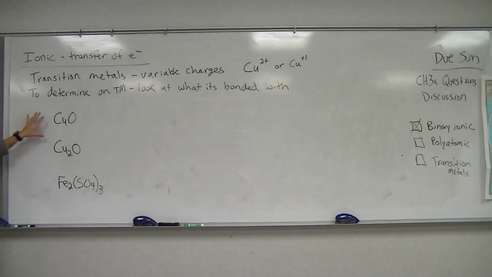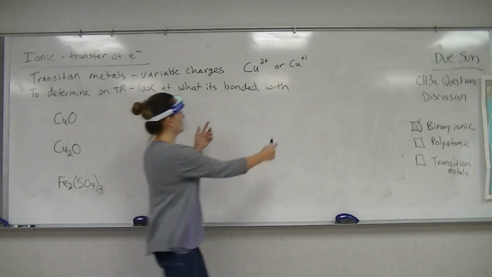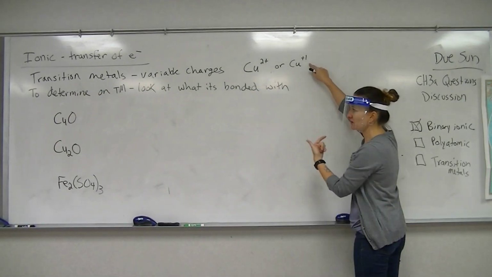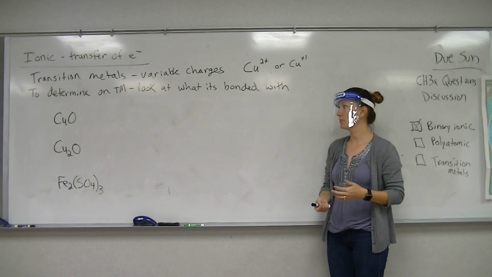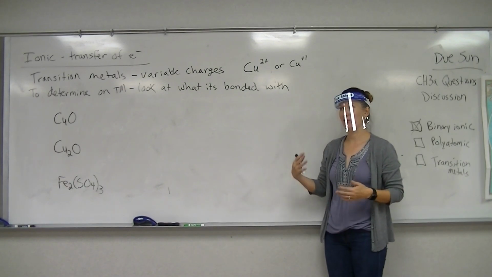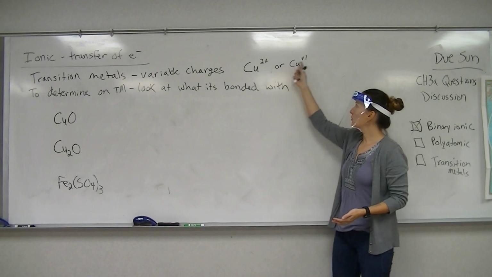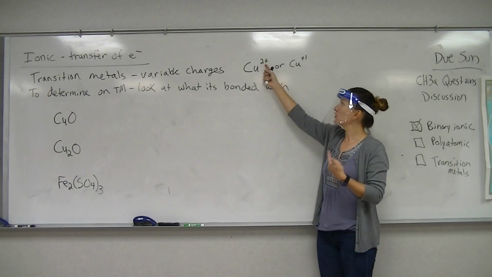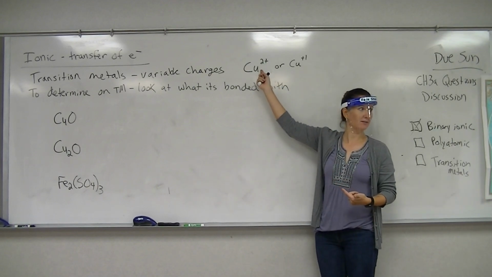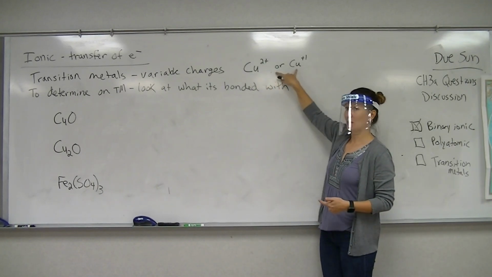So, when you're looking at these, we know they're ionic because it's a metal and a non-metal. Okay? But now that we have transition metals, when we name them, since it could be the +2 copper or the +1 copper, we need a way to signify that. So how we do that is by putting a Roman numeral after the metal's name. So we would put Roman numeral 1 if it was the copper +1 ion. We would put a Roman numeral 2 if it was the copper 2+ ion. So it's our job to figure out which one it is.